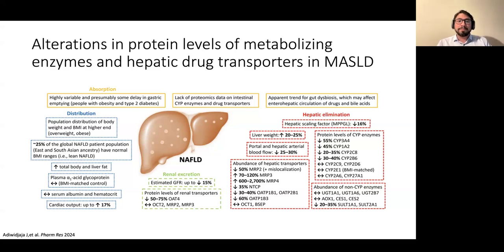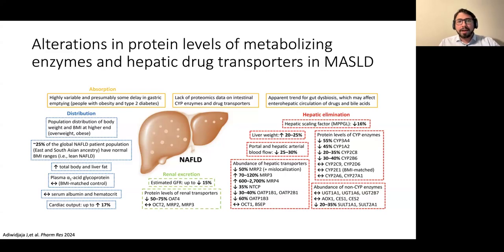There are also some changes in the intestinal enzymes. Also, gut dysbiosis can affect this, and they can have a different distribution, for example, with a higher BMI.